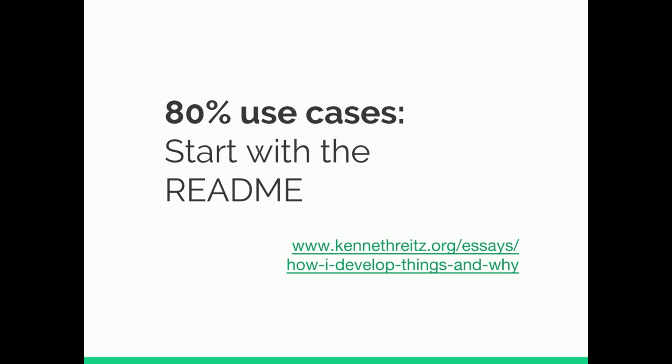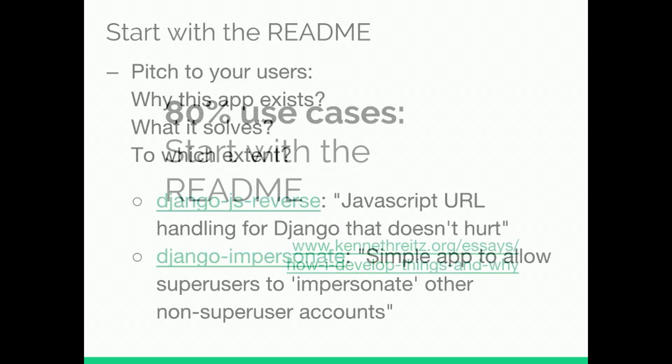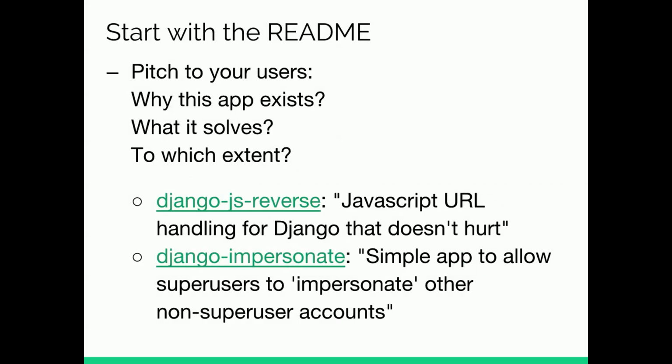And a good idea to think well about the 80% use cases is to start with the README. Kenneth Reitz, the author of Requests, which is an awesome Python library, tells that, and we should follow this. This means that you should pitch to your users why this app exists, what it solves, to which extent. This way you define the problem you are trying to solve, and you start reasoning more about the scope of what you are building.